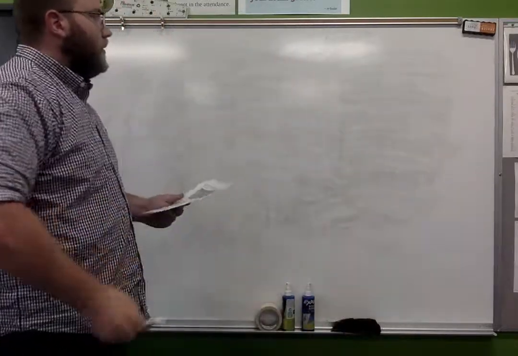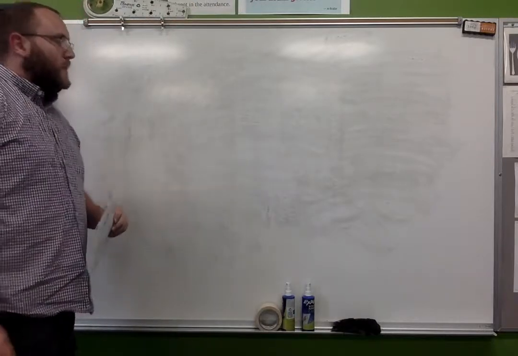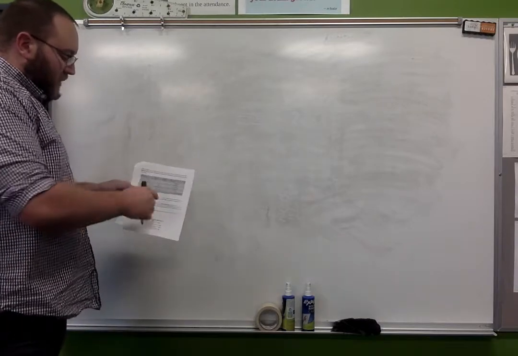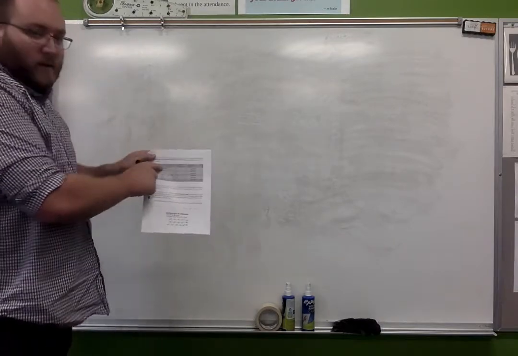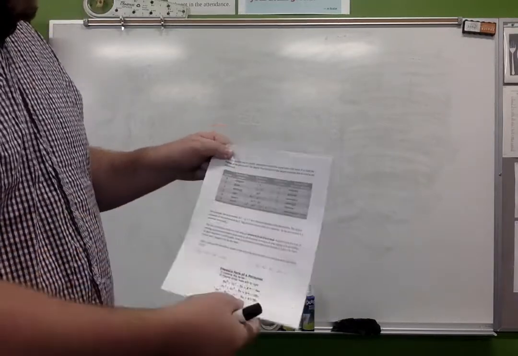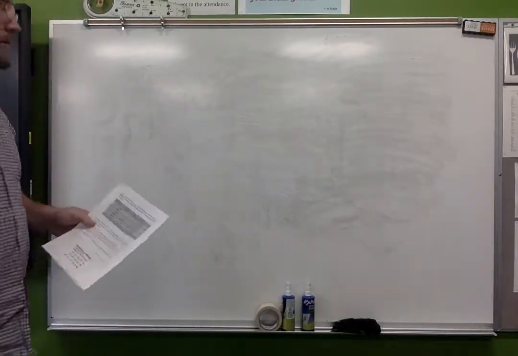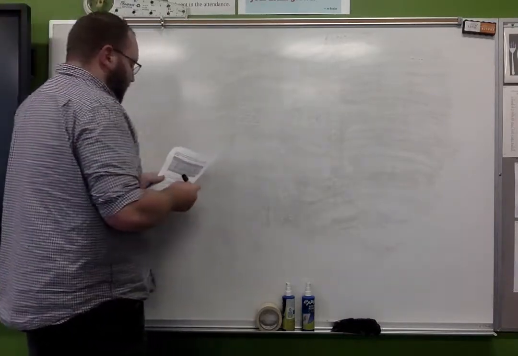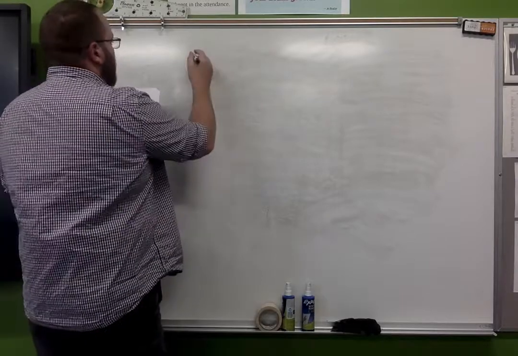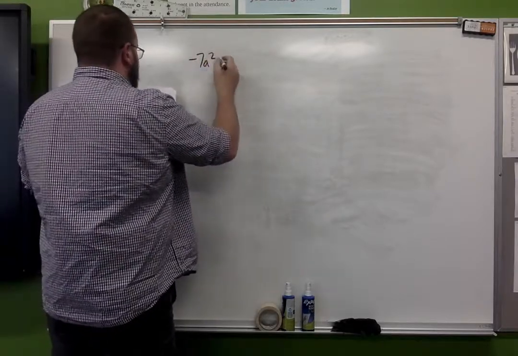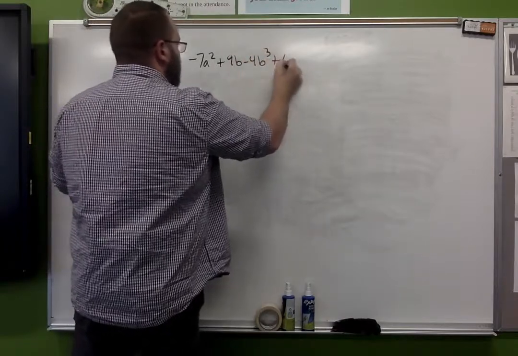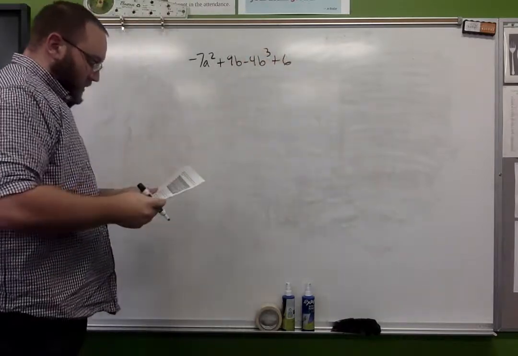The last vocabulary word that I want to talk about that's extremely important, and is going to make your life super easy if you follow it, is called standard form. It's right below the degree adjectives here. Standard form of a polynomial. For example, if we had the one that we just had: negative 7a squared plus 9b minus 4b to the third plus 6.